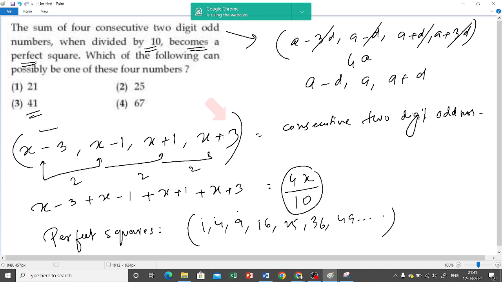When you are asked that 4 numbers are in AP, then that time you have to take a minus 3d, a minus d, a plus d, a plus 3d. When it is given that 3 numbers are in AP, then always take a minus d, a and a plus d. Odd or even, yes. Okay, this is the general concept of AP and GP.